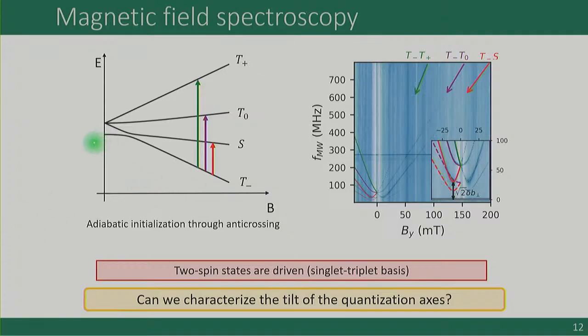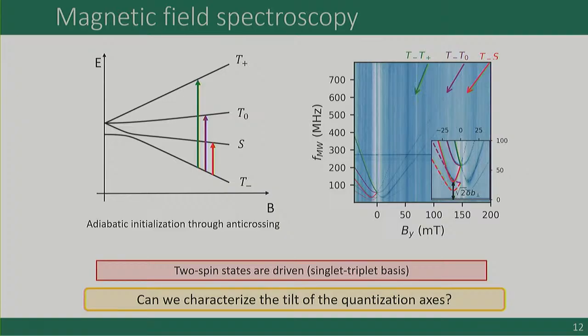So at 0 magnetic field, we have a singlet and the 3 degenerate triplets that then split. And if we initialize the system in the ground state, so in T minus, both spins pointing down, we can drive the system from T minus to singlet, T minus to T0, and T minus to T plus, that are the 3 lines you observe there. Then, as we have a strong interaction, we are driving singlet-triplet qubits. So our states are not single particle, not a single spin flipping, but the combination of 2 spins. Now, the question is, can we characterize from this the tilt between our 2 spins? Our initial question.